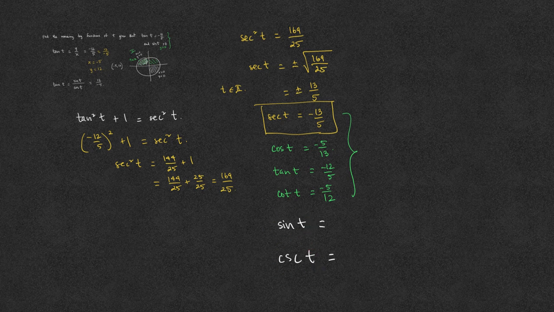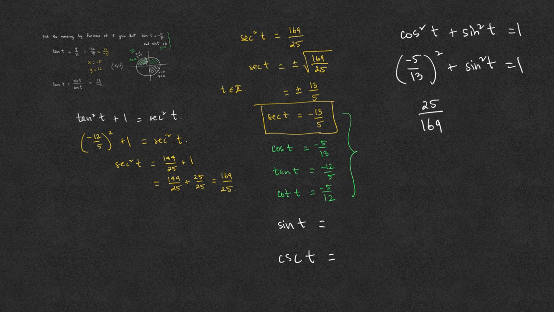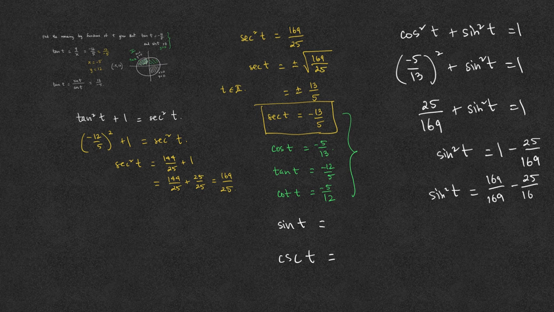To find sine of t, we would use the identity cosine squared of t plus sine squared of t equals 1. We already know cosine of t, which is negative 5 over 13, and we square this, plus sine squared of t equals 1. Negative 5 squared is 25, and 13 squared is 169, plus sine squared of t equals 1. Sine squared of t equals 1 minus 25 over 169, and so sine squared of t is 169 over 169, which is 1, minus 25 over 169, and this is 144 over 169. And so sine squared of t is 144 over 169.